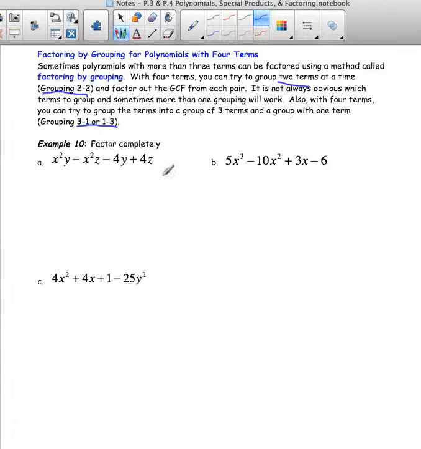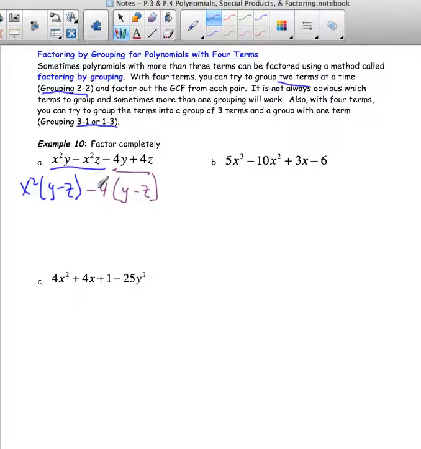So we see we have four terms. We are going to group the first two terms, and we're going to take out the greatest common factor from x squared y minus x squared z. The GCF here is x squared, so we're going to factor out the x squared. That leaves the factor y minus z. And then from the second two terms, we're going to take out the GCF, which would be negative 4. That will leave us with y minus z.